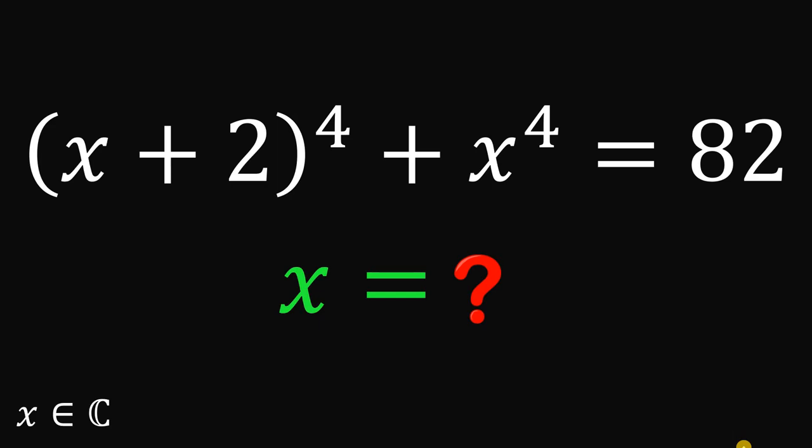Can you solve this math challenge? Here's the question. Solve for all possible values of x that satisfies this equation: (x + 2)^4 + x^4 = 82. Now you can pause this video if you want to give this problem a try.